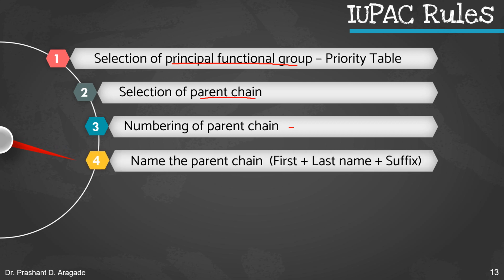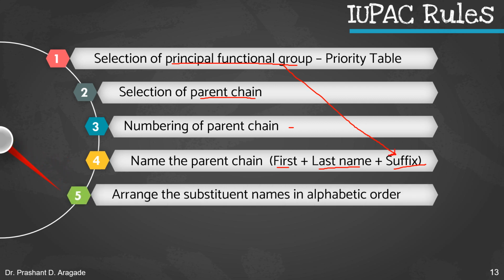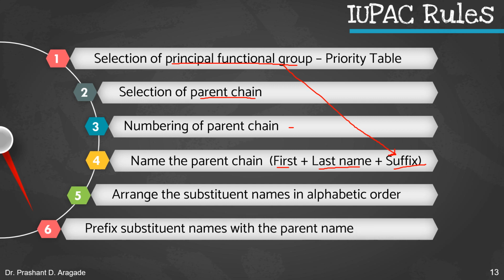Then you have to give the name to the parent chain by combining the root name, the ending, and the suffix used for the principal functional group. Then you have to arrange the substituent names in alphabetical order, and then you have to prefix the substituent names and positions of the substituents onto the parent name. If you follow these rules for giving the IUPAC name to polyfunctional compounds, then you will be able to write the correct name of that particular compound.